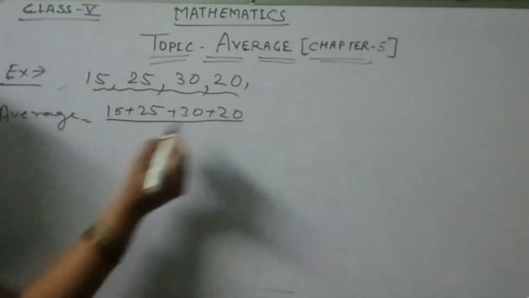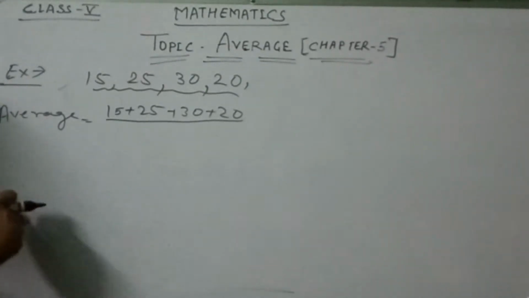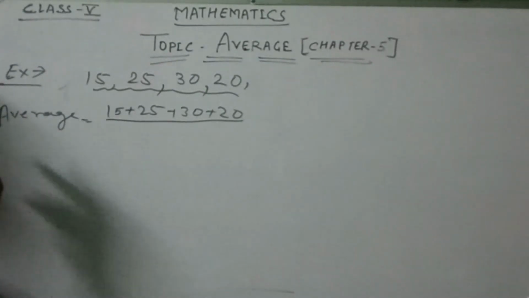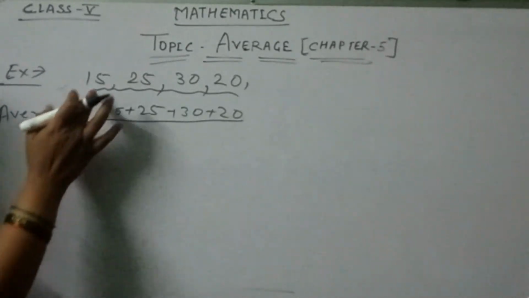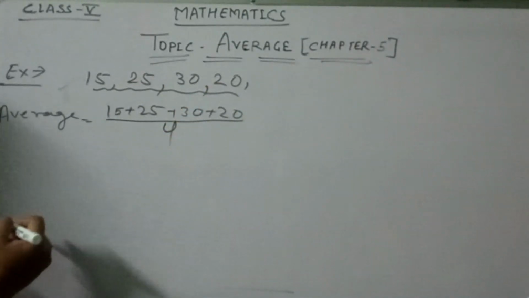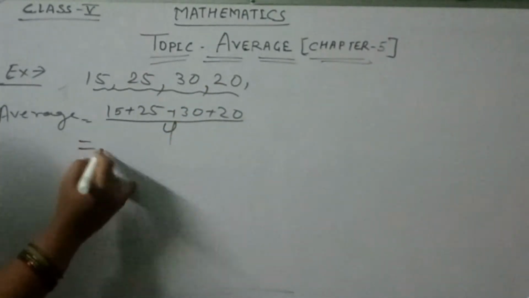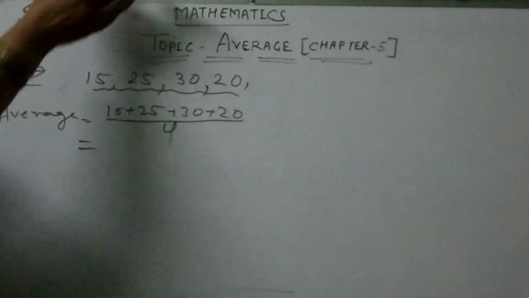Okay, after adding, what do we have to do? We have to divide this sum by the total number, meaning how many numbers are given. What is the quantity of the numbers? We divide by 1, 2, 3, 4. It is 4. So after adding we divide by 4 and we get the average. Okay. In short, we can say, one formula we used.